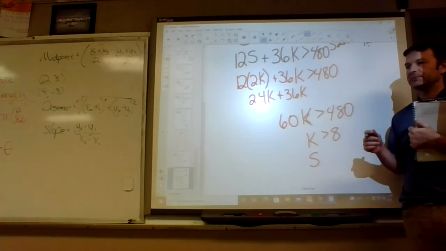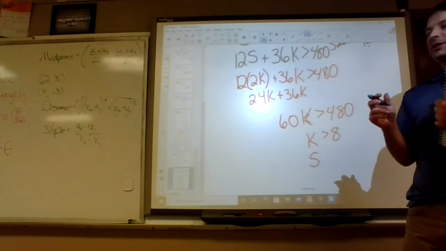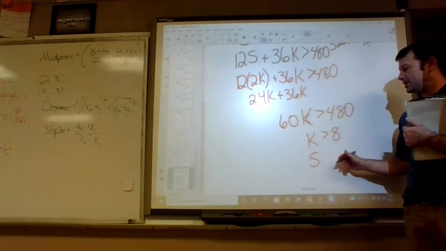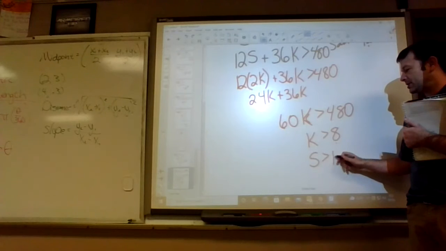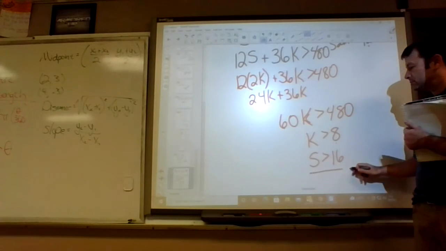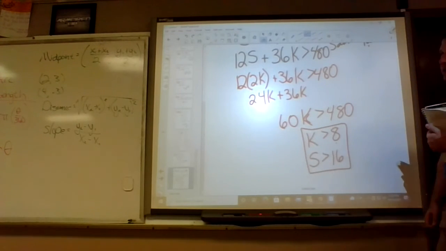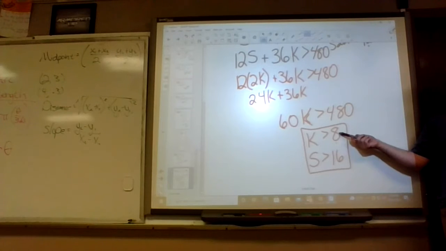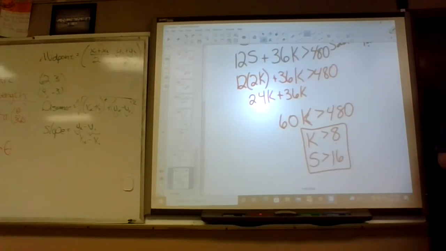Why do you say it like that? Times 2, he's getting twice as much. So she's getting more than 8, he's getting more than 16. But who's making more money? Why do you say that? Kathy's making more money because she's working 3 times more.